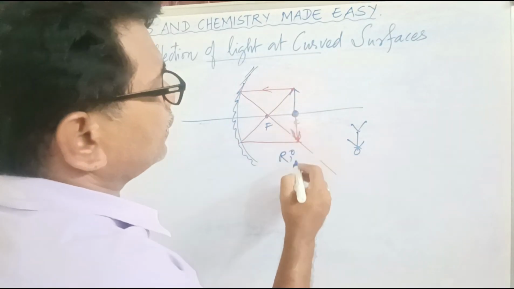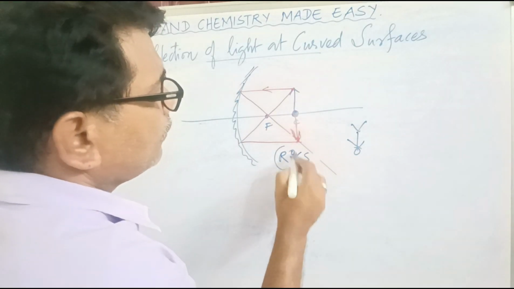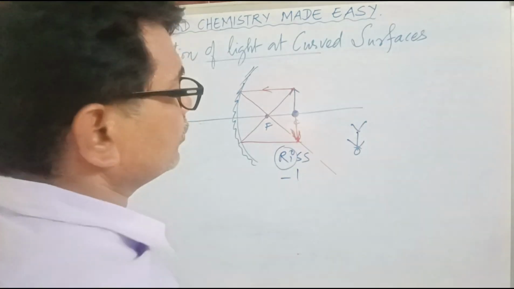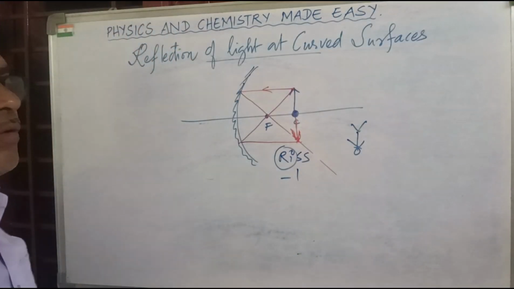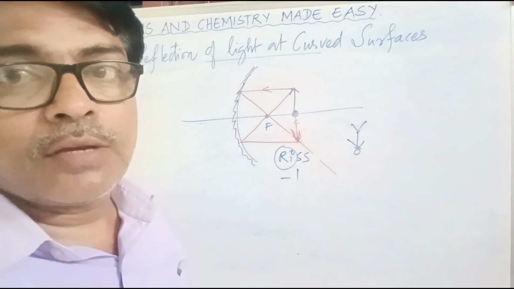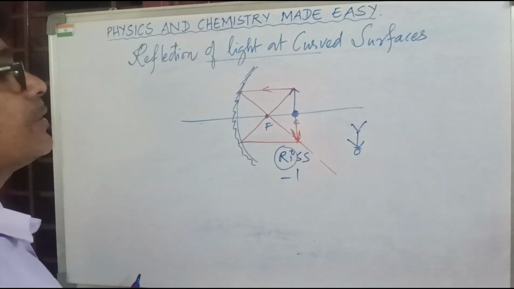On C you will have same size. Real inverted is expressed with minus. Same size is expressed with 1. This is the magnification value of the object. If the object is on C, you will get the image on C, and the magnification value is -1. Minus indicates real inverted, 1 indicates same size.